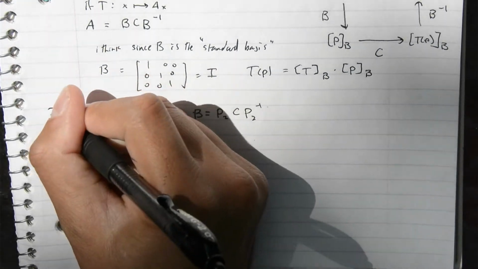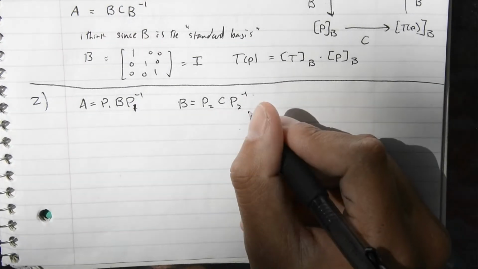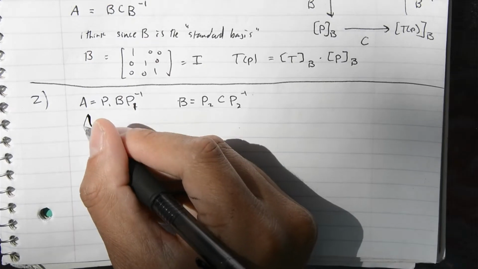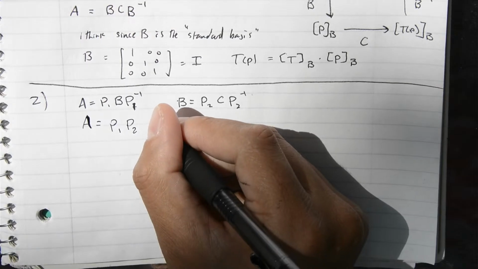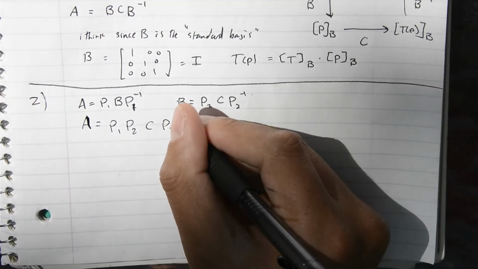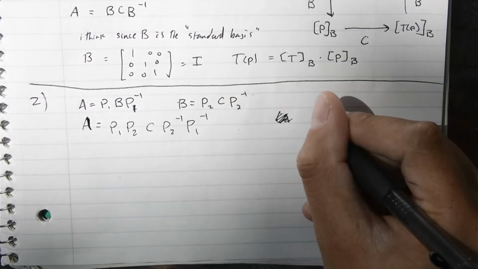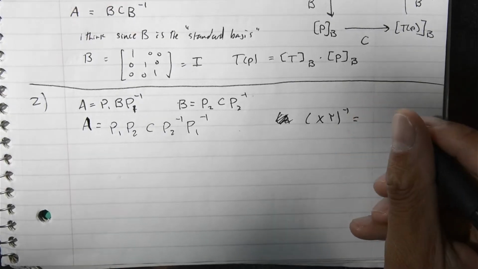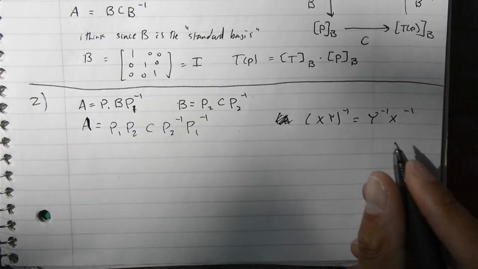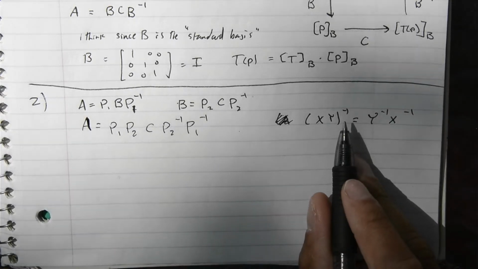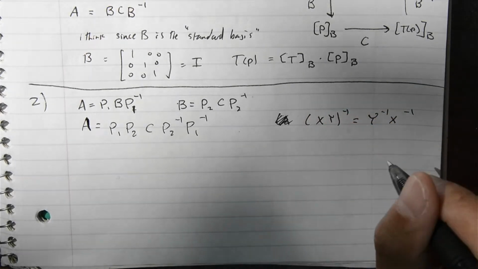Okay, so this is problem 2. We can substitute in. We could say A is equal to P1 P2 C P2 inverse P1 inverse. Now, if we have just a generic, let's say (XY) inverse, how do we prove that this is the case? I'm pretty sure we went through this proof earlier in the book, but I just don't remember. How do you prove that?